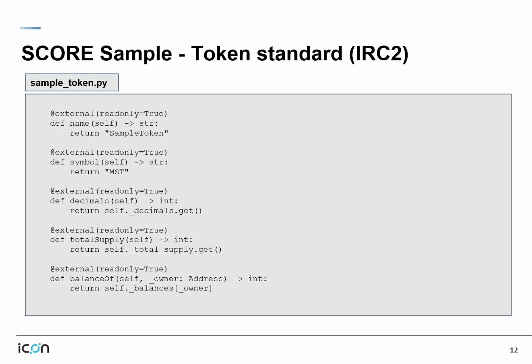There are some read-only external functions: name, symbol, decimals, and total supply. If a function is decorated with read-only parameters, the function will have read-only access to the stateDB. For example, balanceOf function returns the token balance of a specific owner by looking up the DictDB.